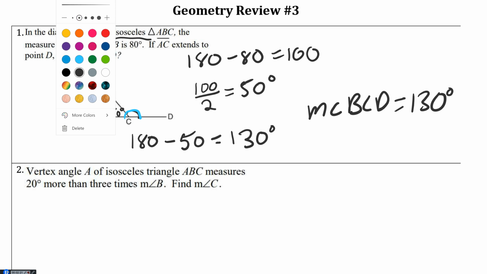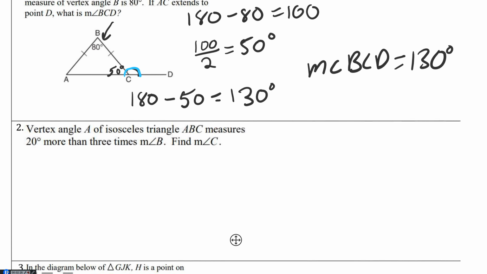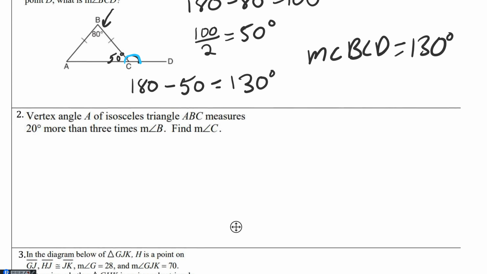Number 2. Vertex angle A of isosceles triangle ABC measures 20 degrees more than 3 times the measure of angle B. Okay, before I even keep reading, I'm going to draw a triangle. Because they're describing an isosceles triangle, so two of the sides are congruent and the two base angles are congruent. And it says there's a vertex angle A, so I'm going to put that at the top here, ABC. That measures 20 more than 3 times the measure of angle B.